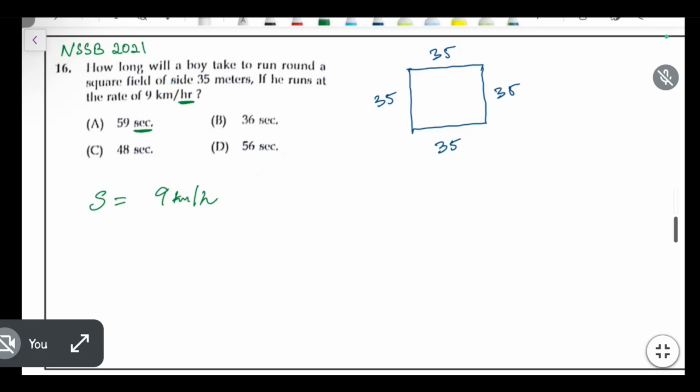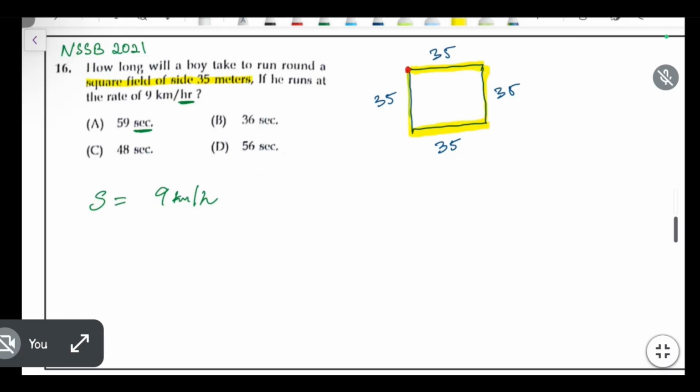Distance means the length that is traveled. Let's say this is a starting point here, and if this boy started running from here, he will be running this way. That means 35 meter and another 35 meter, and another 35 meter and another 35 meter, because the question says, how long will a boy take to run around a square field of side 35 meter? That means how long will the boy take to cover the full distance of this one.